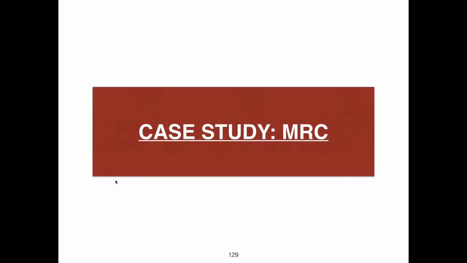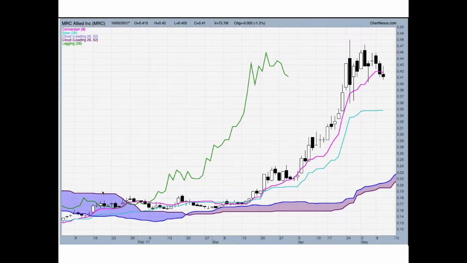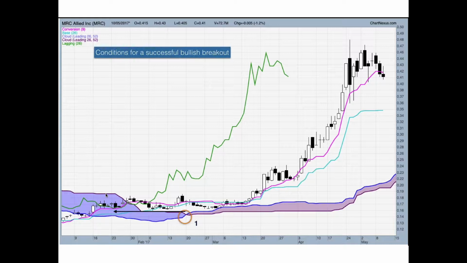The order in which signals occur is not that important. In this chart of MRC, the Kumo twist happened here. Since the Kumo is plotted 26 periods ahead, we count back and see that the change in sentiment occurred when MRC was at 152. Imagine being able to buy MRC at 152 when the recent high was at 48. You would have been a triple bagger.